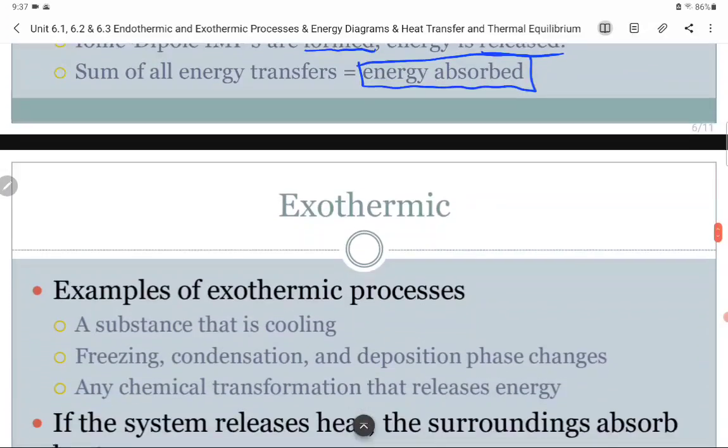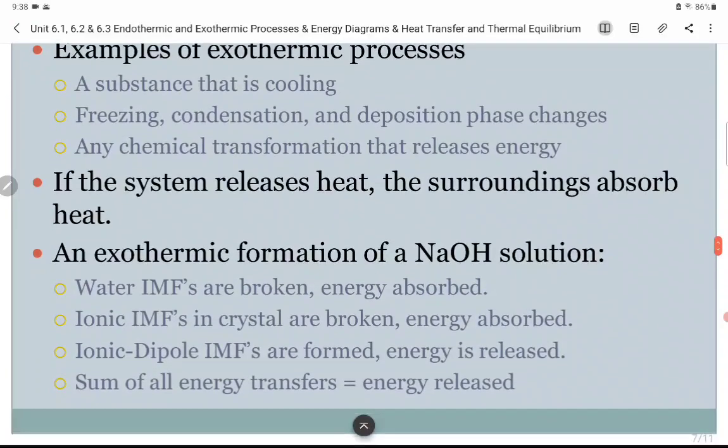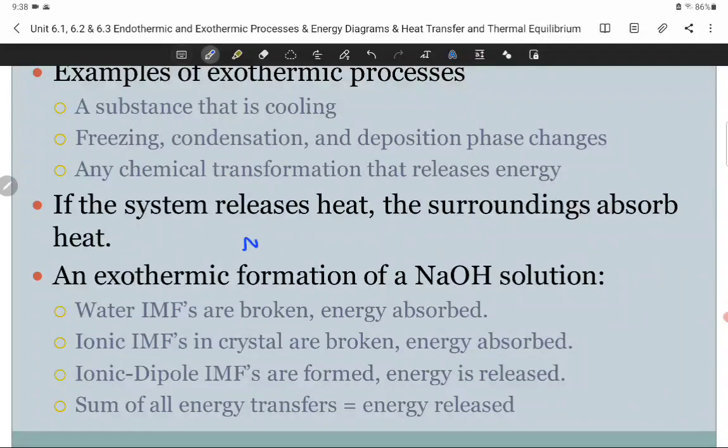So here are the opposites: exothermic. You can read the first two bullets here, but it's basically the exact same thing, but an opposite. But I'm going to go into a little more detail with the sodium hydroxide here. So solid sodium hydroxide, if you want it to become aqueous, dissolved in water, three things have to occur, just like the last time.